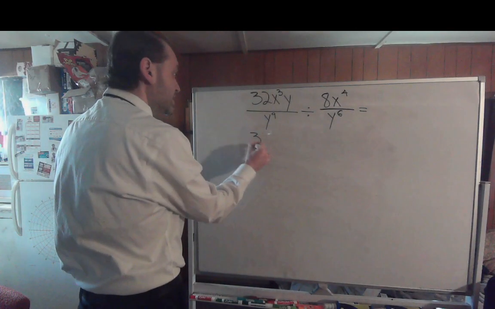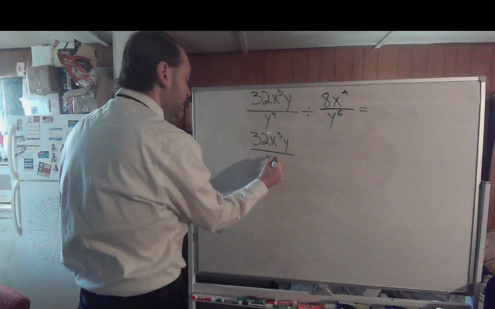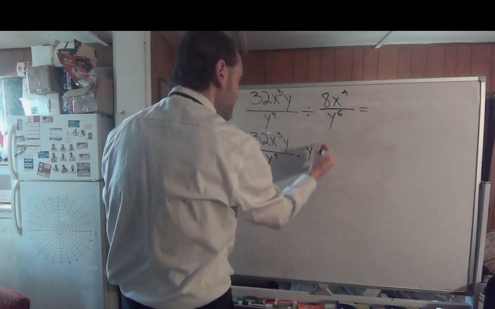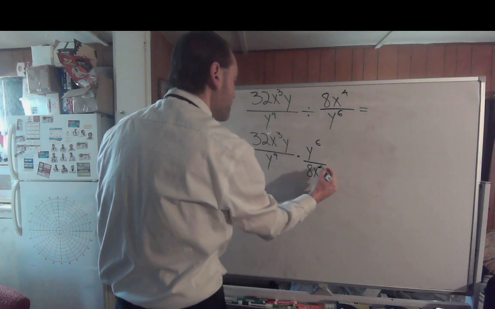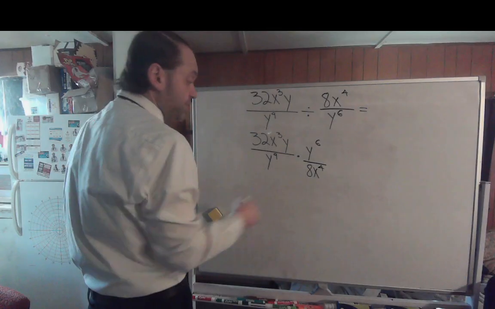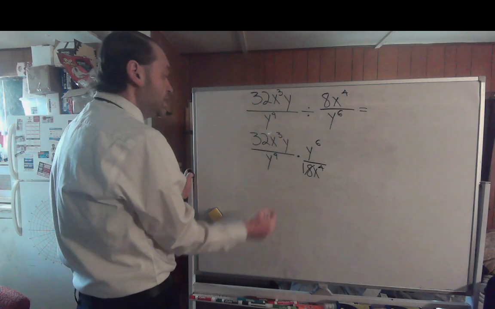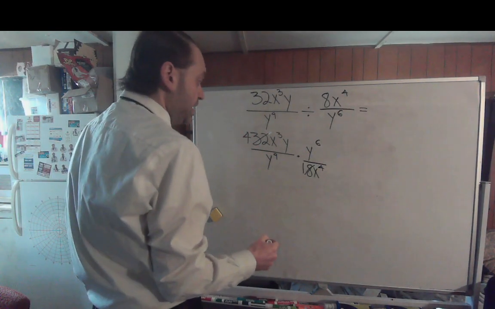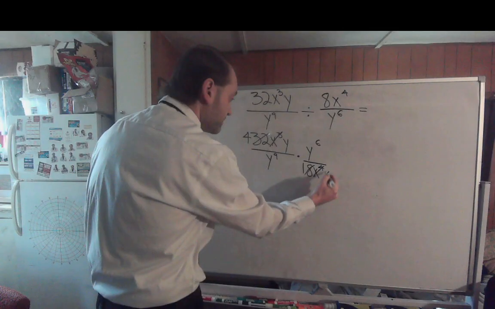So this would really turn into 32x to the third y over y to the ninth times, inverting the second fraction, y to the sixth over 8x to the fourth. Alright, the 32 and 8 cancel out evenly, so 8 would turn into 1, and then 32 would turn into 4. Now, x to the third and x to the fourth, the x to the third will be gone. This will just turn into x to the first.